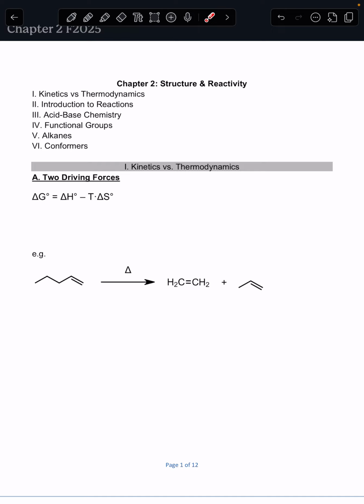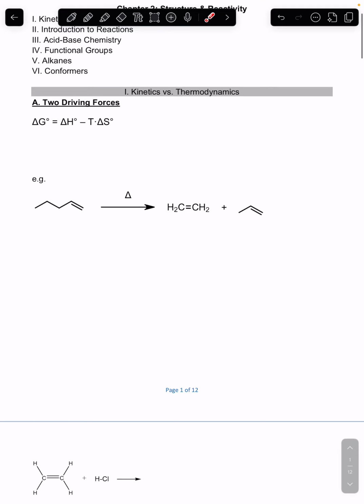And then we'll do some acid-base chemistry review, because that is sort of the foundation or often involved in many organic reactions. We'll learn about different functional groups that are involved in organic reactions. Organic reactions happen at the functional groups. And then we'll think about the most simple of those, which are the alkanes and different shapes or conformations, as we call them, that those molecules can take. So that's the plan for this packed chapter.